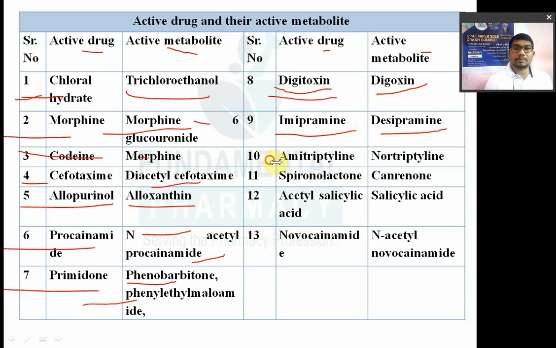Amitriptyline again, it is a tricyclic antidepressant converted into nortriptyline. What is the active metabolite of amitriptyline? Nortriptyline. Spironolactone is a potassium sparing diuretic. You know that it is converted into one active metabolite known as canrenone.